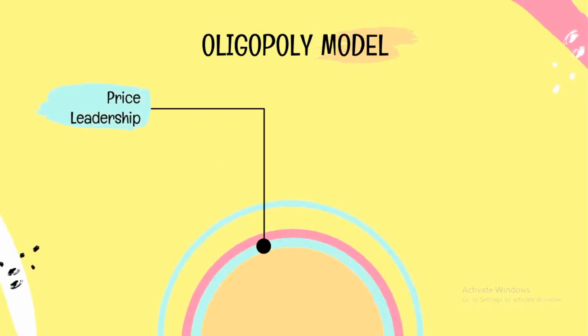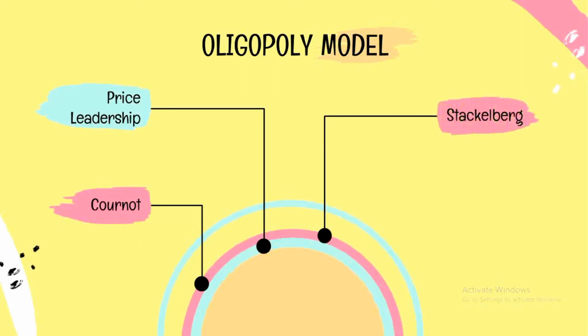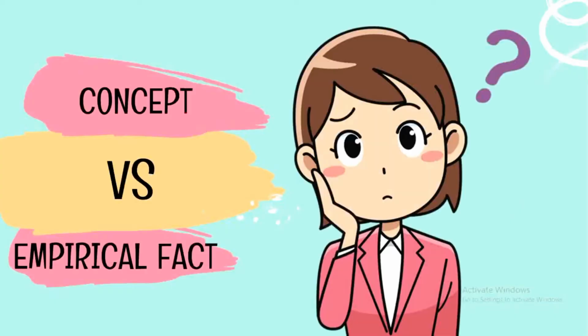In the oligopoly market, there are several models. Number 1, price leadership. Number 2, Cournot model. Number 3, Stackelberg model. And the last, Bertrand model. Then, what about the concept and empirical facts?